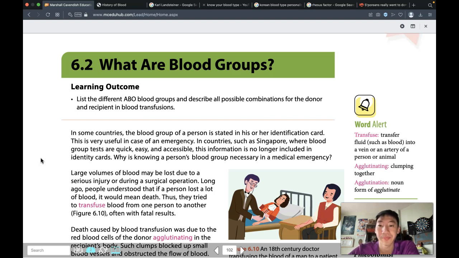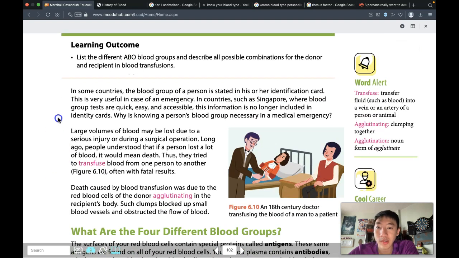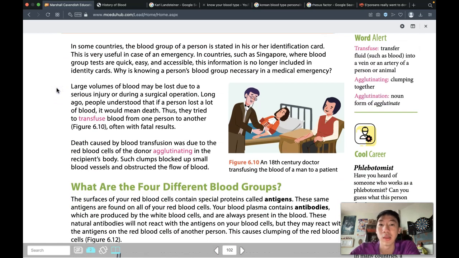blood transfusions. Okay, so in some countries, the blood group of a person is stated in their identification card, and this is useful in case of emergency. But in Singapore, the blood group tests are pretty quick, easy, and accessible, so this information is no longer included in identity cards. Although, I'll tell you that when I was young, my identity card had one, so I think I liked it personally, having my blood group there. And in the army, they made us wear this thing called dog tags also, where they have our blood group.